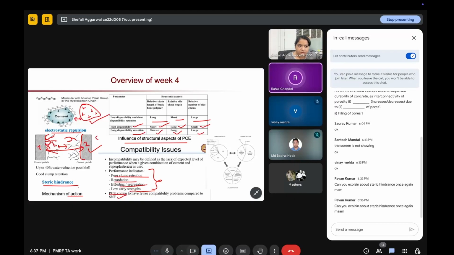Ma'am, regarding dispersibility, you see the table, and the last row, relative chain length of backbone polymers: shorter, long, and larger. It is the example of PCE. Yes, this is the property of the PCE. If you want retention for a longer time, we prefer that your side chain should be longer, and the number of side chains should also be more.